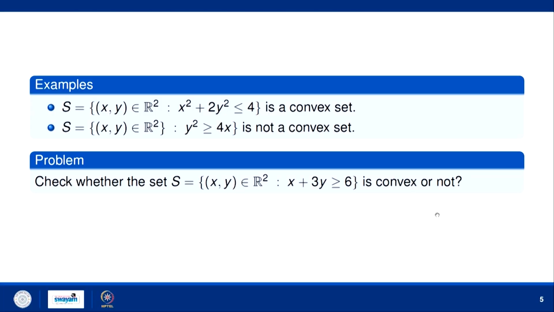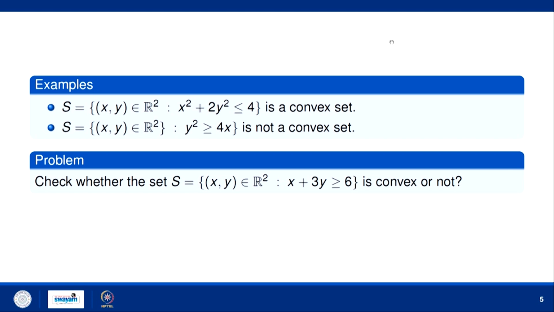Okay. Now, we have a problem here: check whether the given set is convex or not. So, let us draw the graph of this S, and let us see whether the given region is convex or not. So, what is the region S? The region S is all those (x, y) in R 2 such that x plus 3y is greater than or equal to 6.